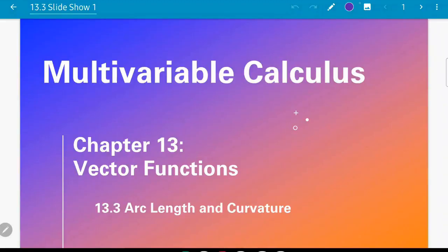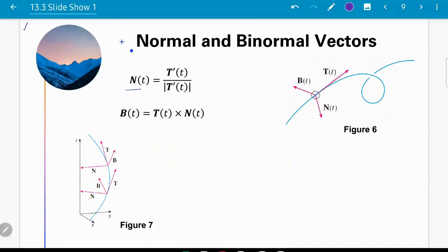Okay, so one more time with chapter 13, vector functions. This is part 2 of arc length and curvature. We are going to introduce two vectors known as the normal and the binormal vectors.